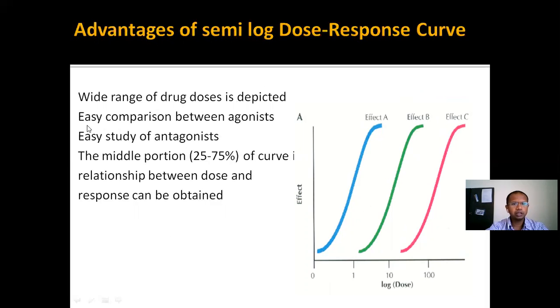Easy comparison, easy study of antagonists. The middle portion, which appears as a straight line, will be easy to compare. The first 25%, which is the slow rise, or the last 25%, the slow going to the ceiling effect, that will be plotted to us.